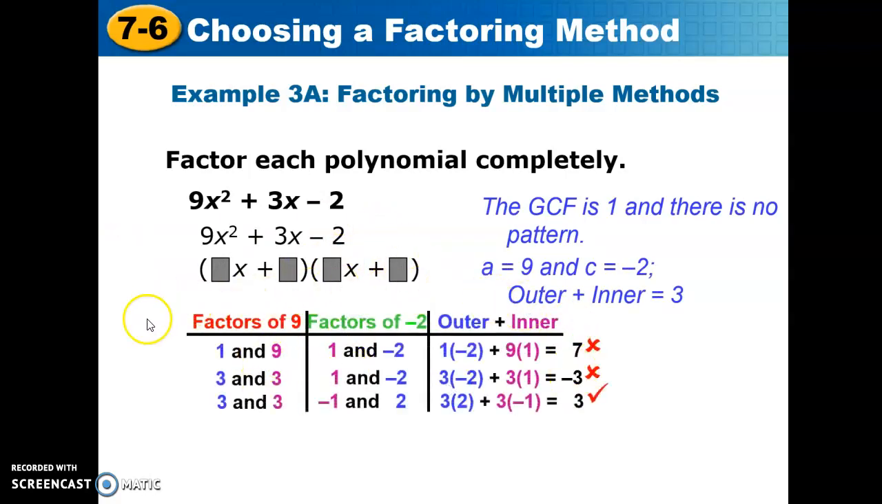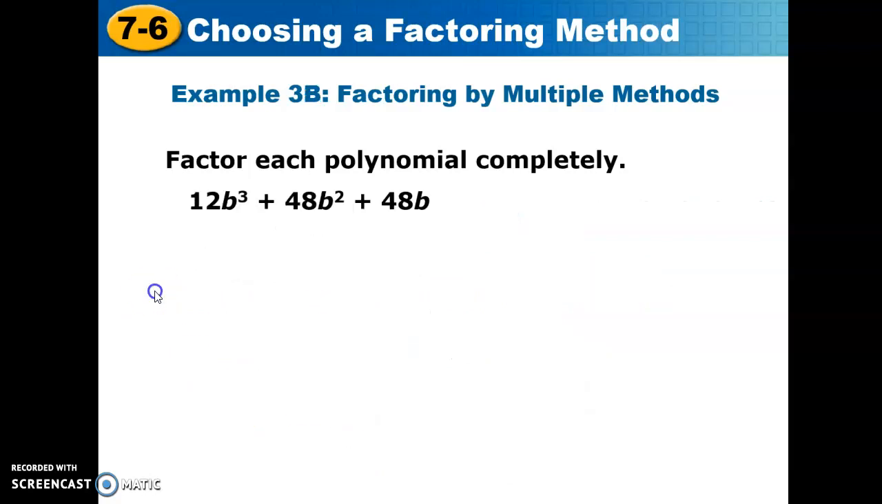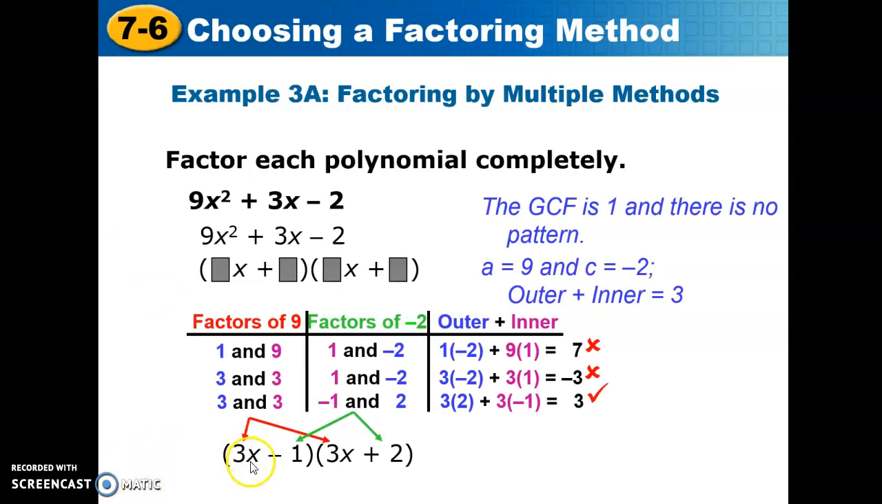And this is kind of like the flow chart. If you want to write all that out, you can, or you can just start plugging numbers in and see what works. And the one that works is 3x minus 1 times 3x plus 2. Okay, so in here you would say 3x minus 1 times 3x plus 2.